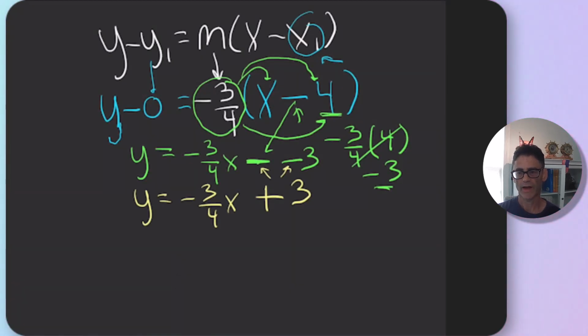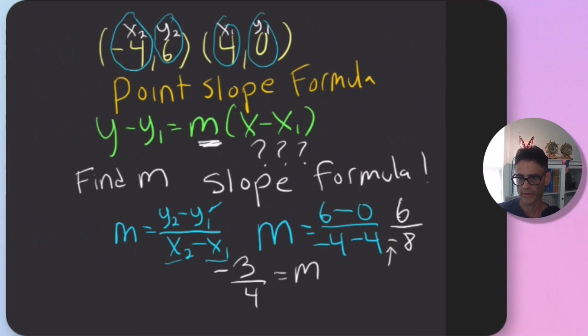Now I have just found, using two coordinates, the equation in the slope-intercept form. So notice we call it the slope-intercept form, this y equals mx plus b, because slope, y-intercept. Okay, so that is using the point slope formula there, right?